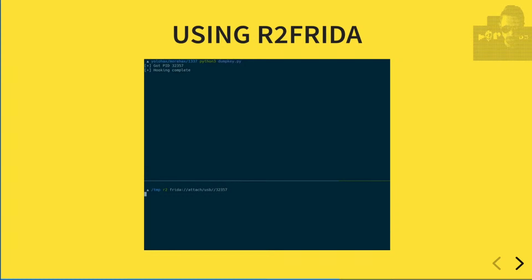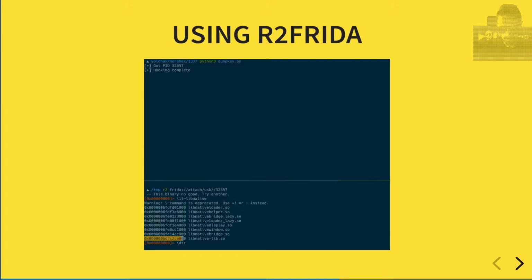Here I'm attaching to a running Android app, and I'm listing the available modules. The shared library that I'm interested in is called libnative-lib. So I'm adding a trace point at a specific location for the register x1, and I'm triggering JWT creation, and as you can see, the secret is being printed.